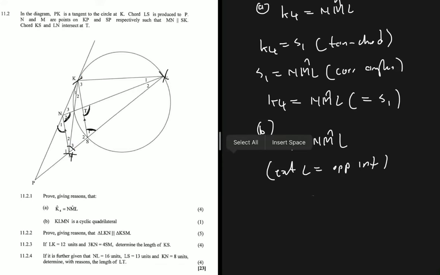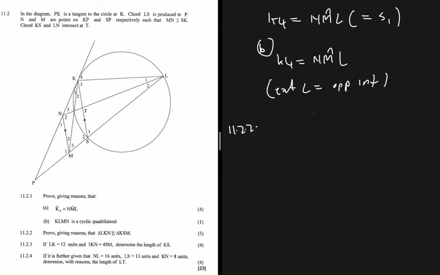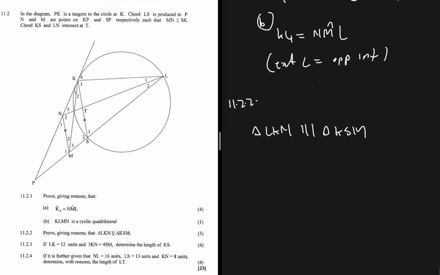Now let me clear our diagram, and then we can move forward. And then now let's move forward to 11.2.2, which says prove, giving reasons, that triangle LKN is similar to triangle KSM, right? Now let me give you a trick.